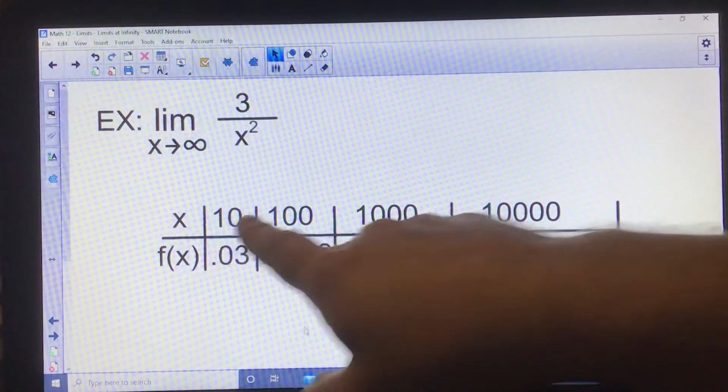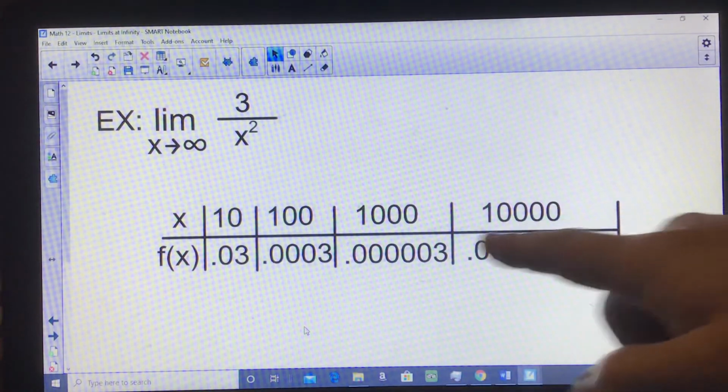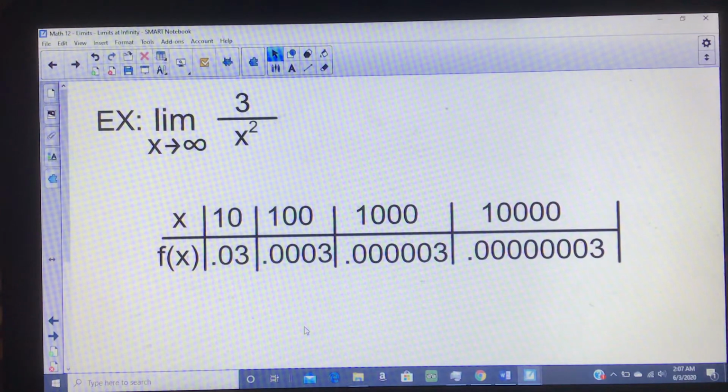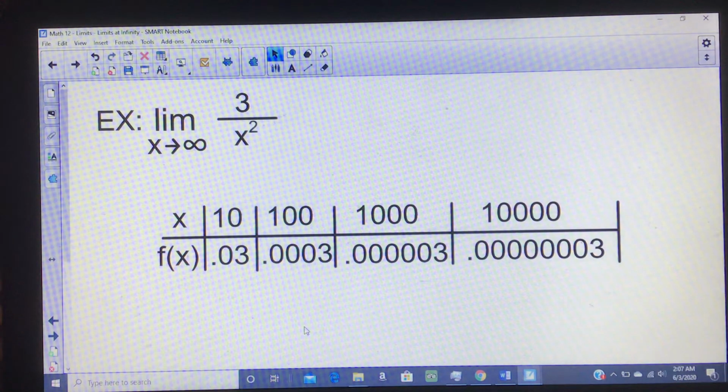Now, for these, I did 4 values. Usually, if you do 3 or 4 values, you start to see what happens. If not, you could do more. Usually, you'll see a pattern, at least on the examples that I'm going over and giving you. There's nothing too crazy. You should be able to tell what's going on. So I want to give an answer to this. And what would the answer be?